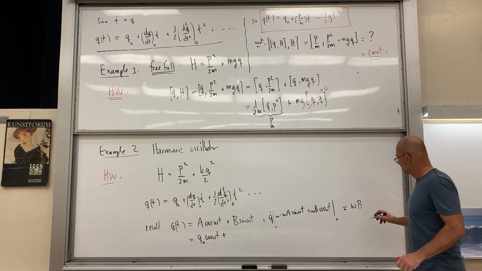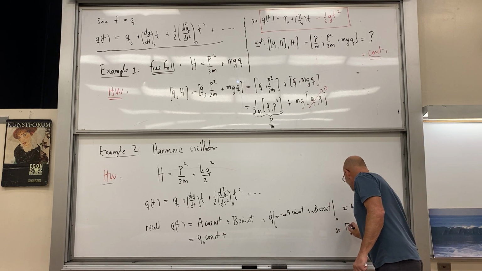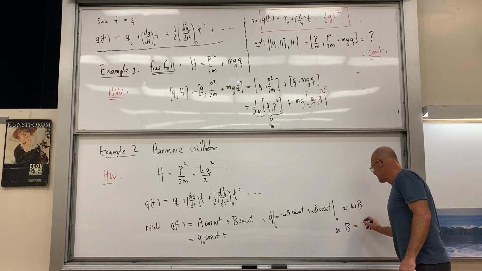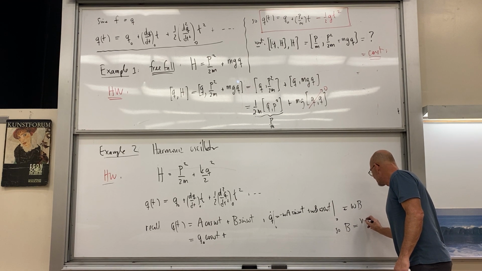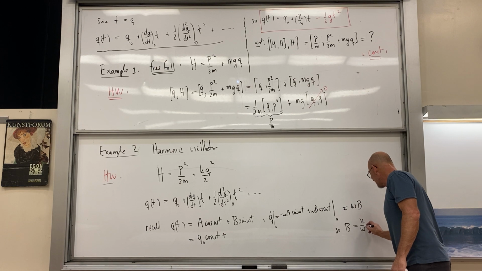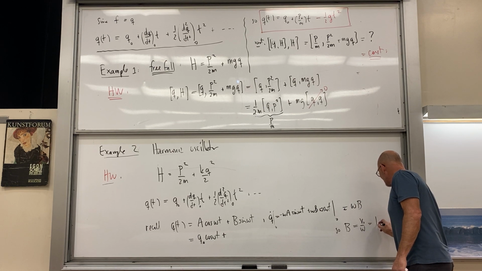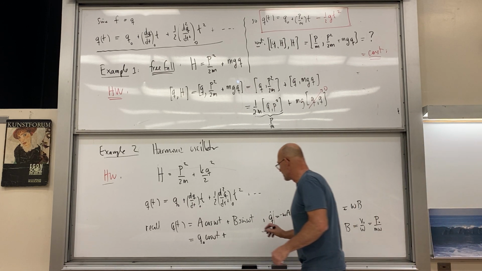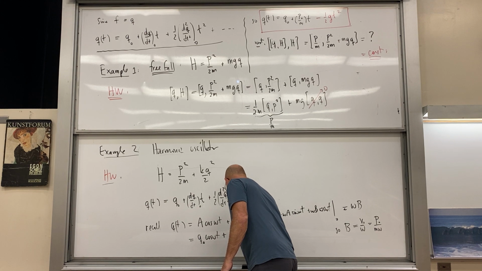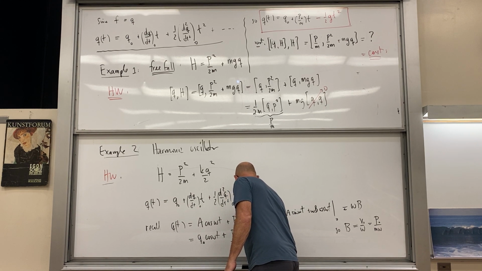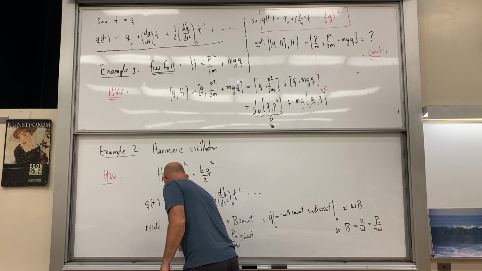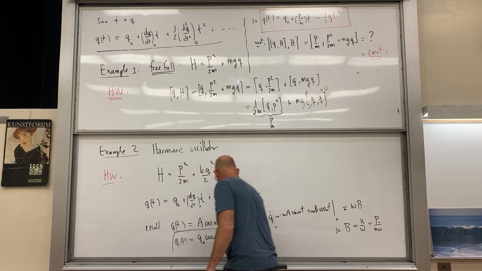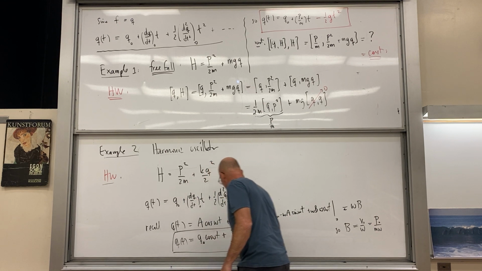So B is equal to P naught divided by omega, and we would say that is P naught divided by M omega. So what we're looking for is P naught over M omega sine omega t. So this is what we're going to have to find.